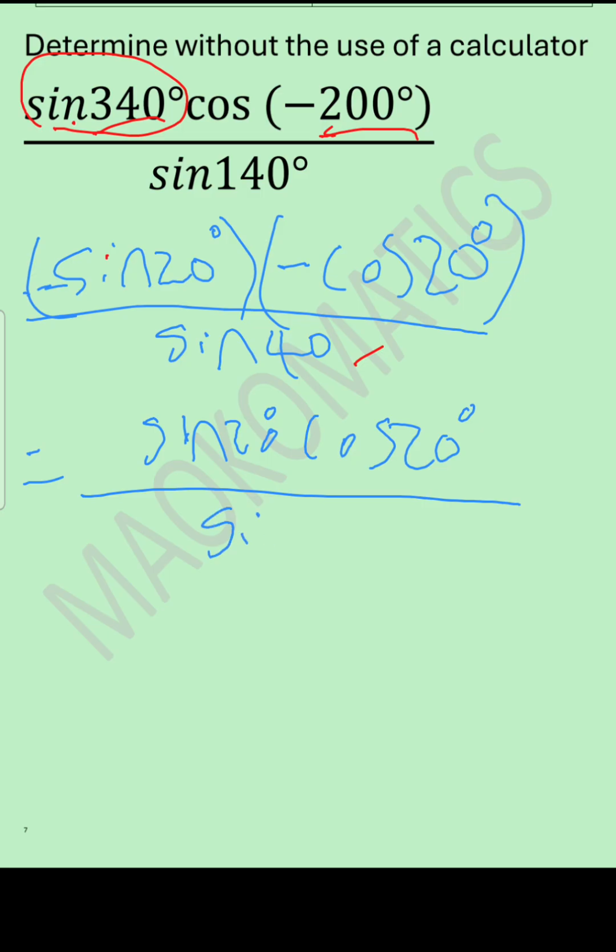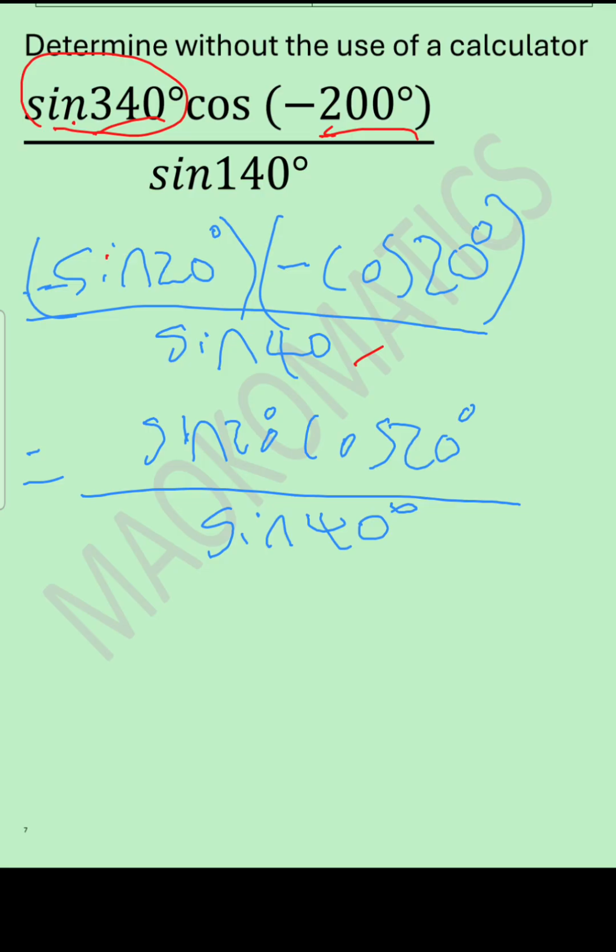over sine 40. So we can see that this relates to a double angle identity, because if I check, you see 40 is the double of 20. So I must take it back to the double angle identity.